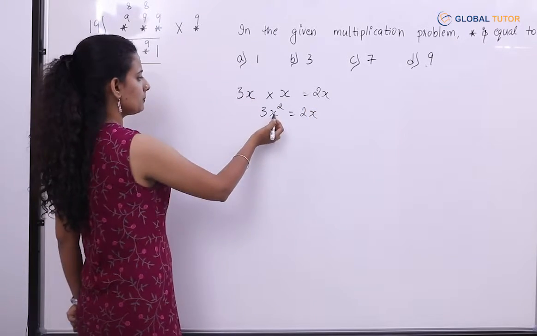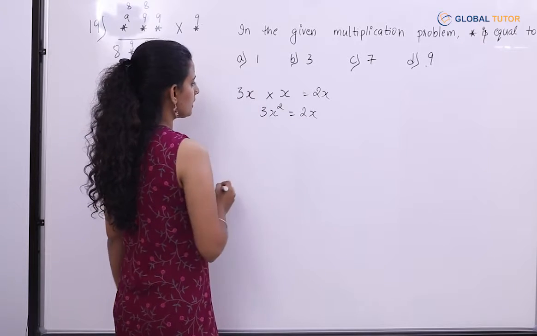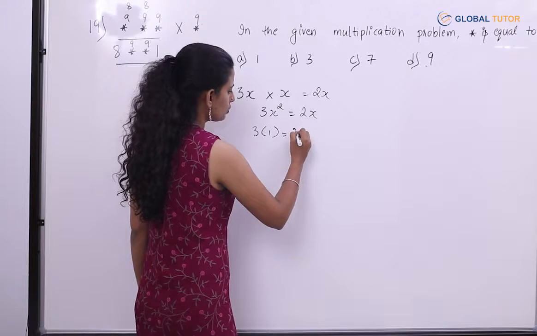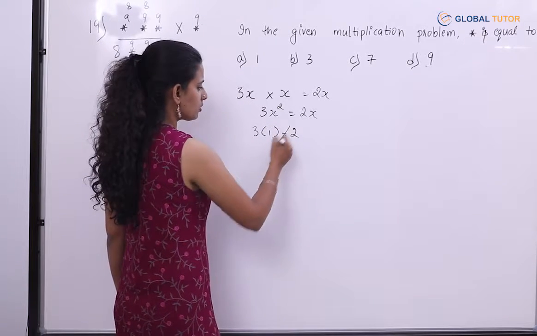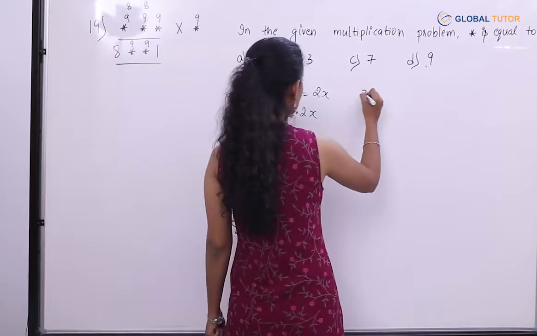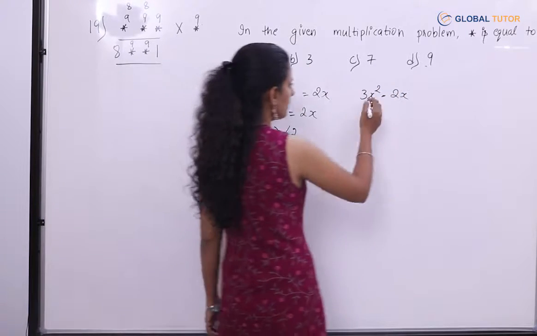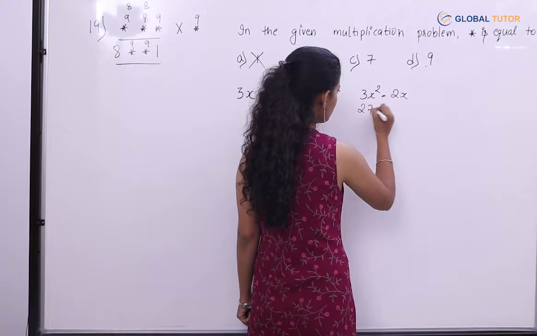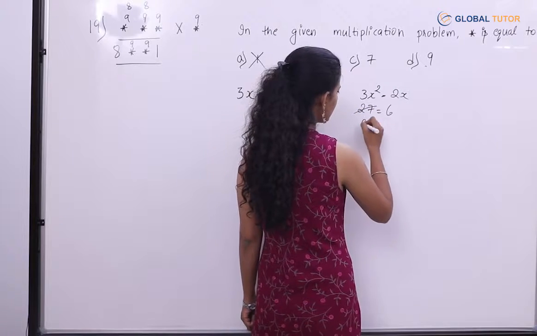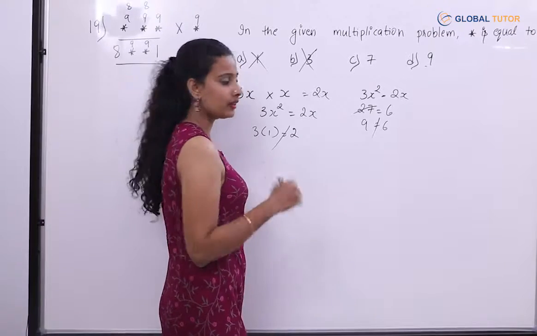Now try to replace x with the given options. So 3x square is equal to 2x. Take it as 1. So 3 into 1 is 3. 2 into 1 is 2. So 3 is equal to 2 is not the correct answer. So option A is not the correct answer. Now you take the second option. Consider x value as 3. 3 3s are 9. 9 3s are 27. Which is equal to 2 3s are 6. Here 9 it is. 9 is not equal to 6. So option B is not the correct answer.